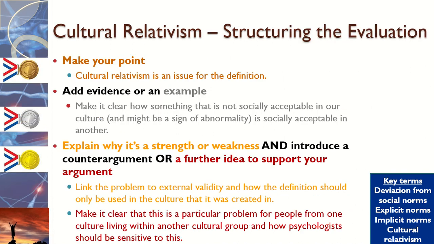You might want to think about writing an evaluation paragraph for some of these. So this is a good way of explaining it. You have to make your point as usual. So cultural relativism is an issue for the definition. Add your examples. So think about an idea that is socially acceptable in one culture and not in another culture. And then explain why it's a strength or a weakness. So this is a problem because of the external validity, how the definition can only be used in one culture and not in the others.